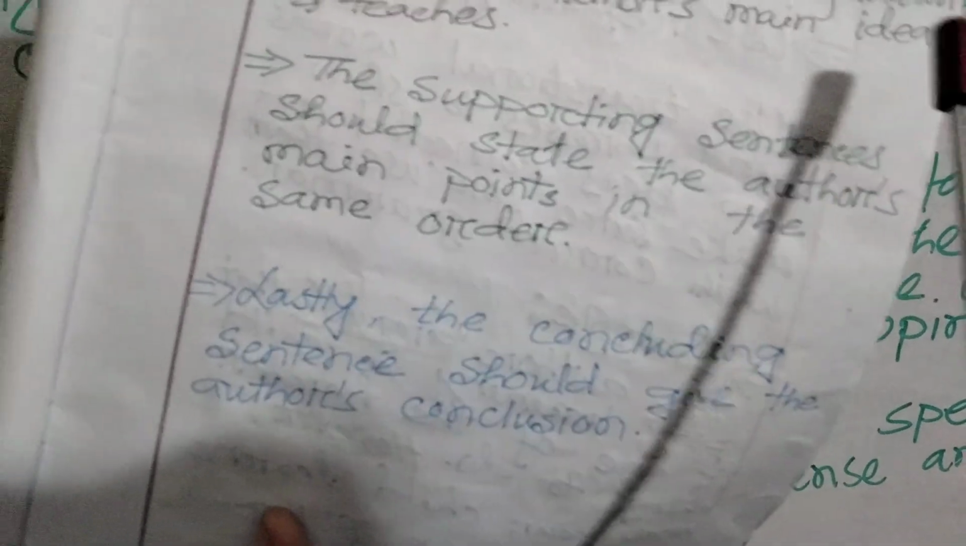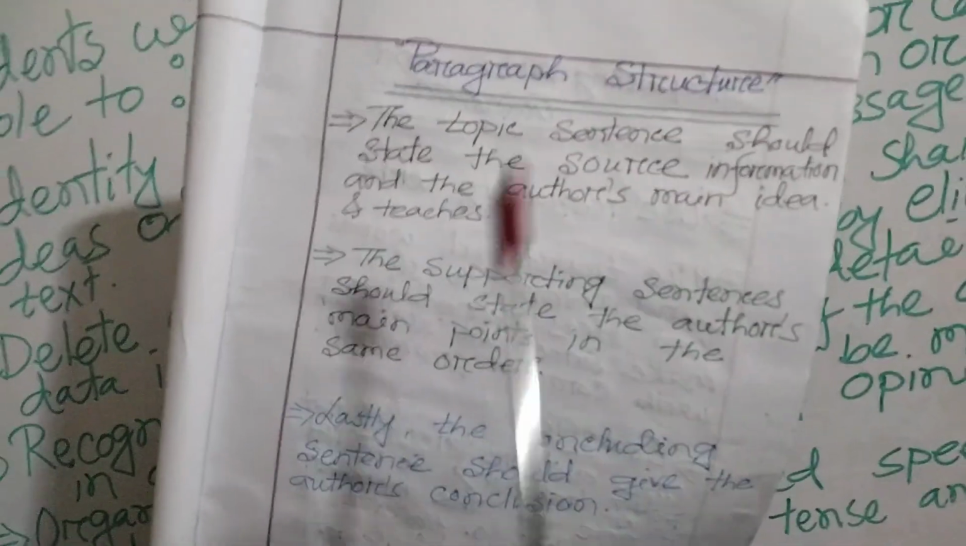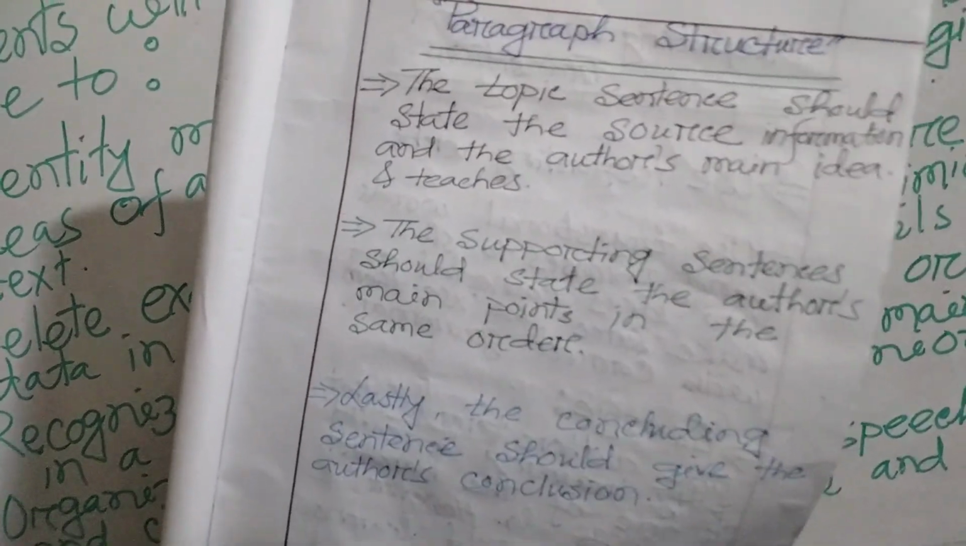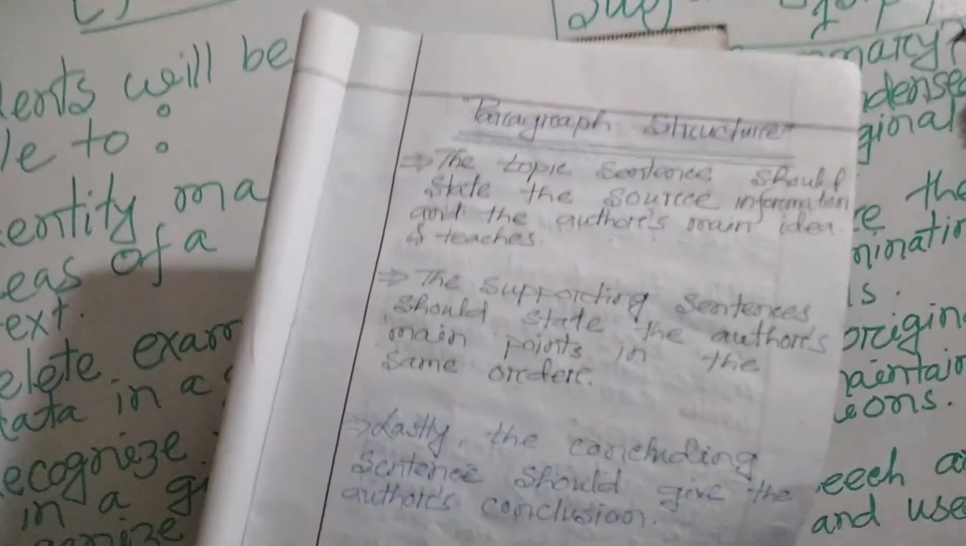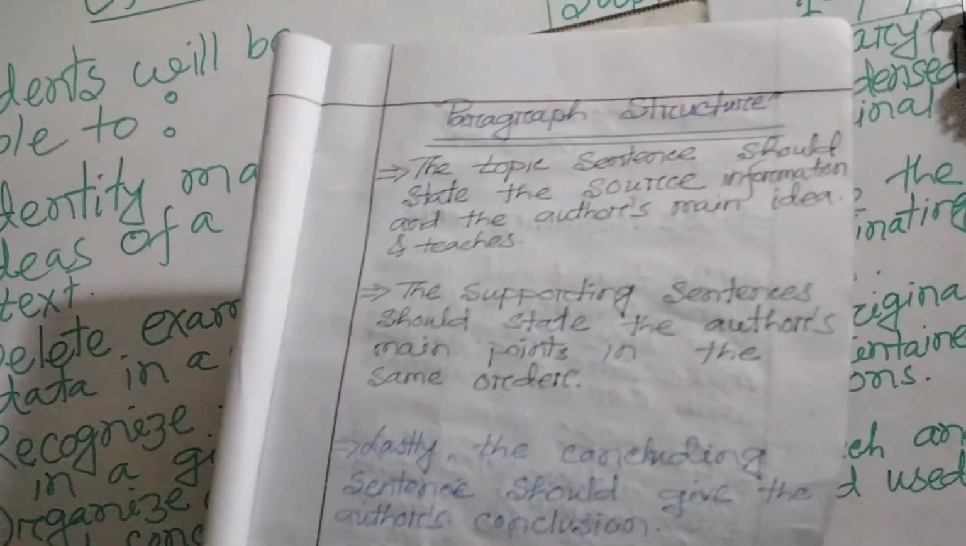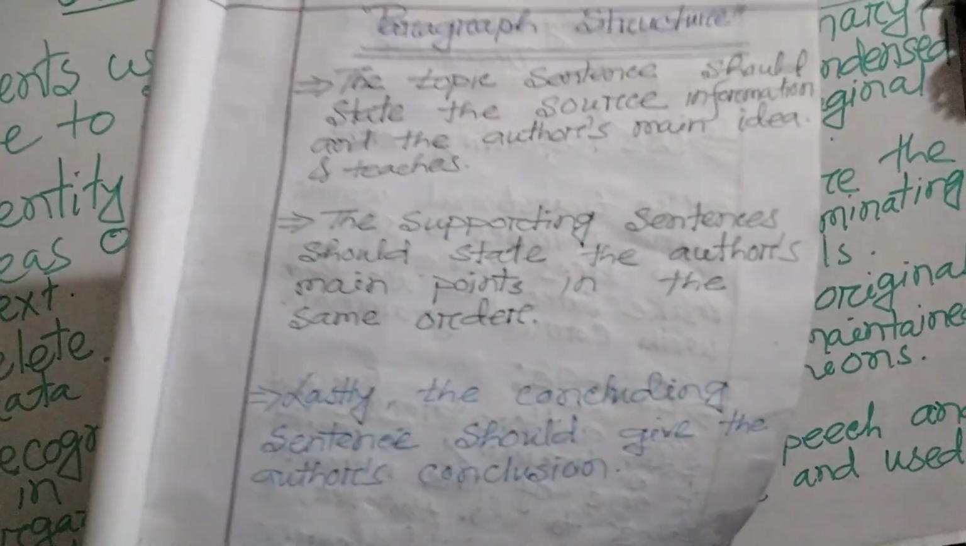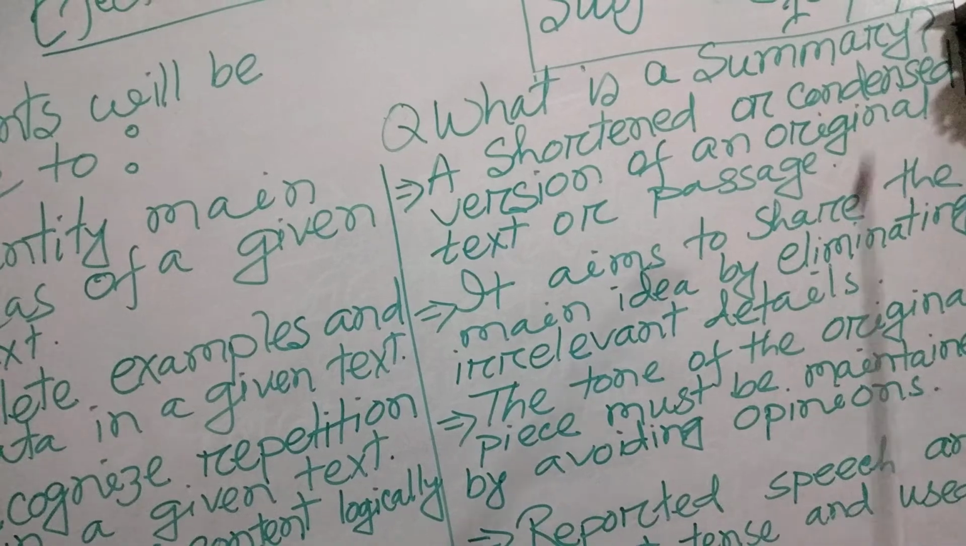Okay, the topic sentence should state the source information and the author's main idea and thesis. The supporting sentences should state the author's main points in the same order. Lastly, the concluding sentence should give the author's conclusion. Okay, all of you.